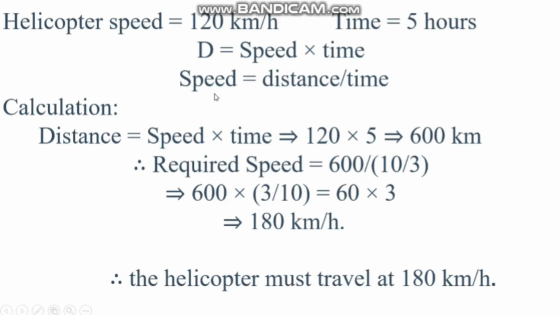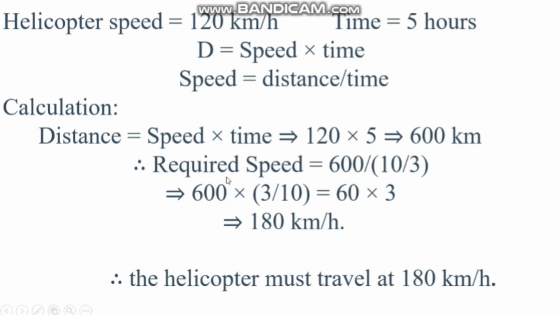Second, we have to calculate the required speed. Speed is equal to distance by time. First we have to calculate the distance. The given speed is 120 km per hour into 5 hours, so we get the distance as 600 km.